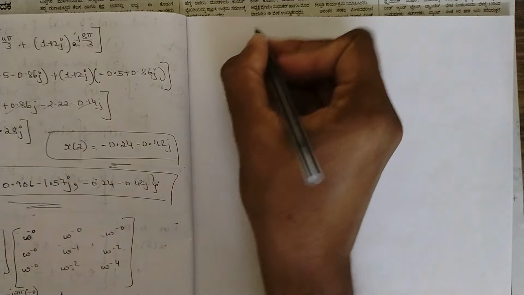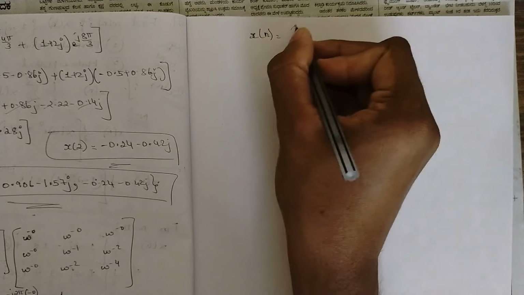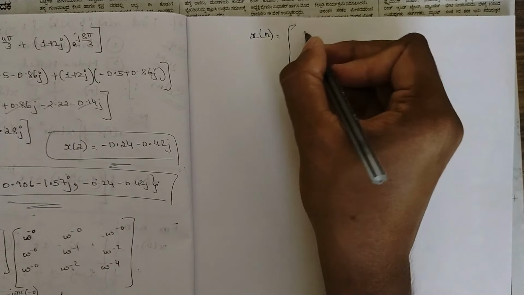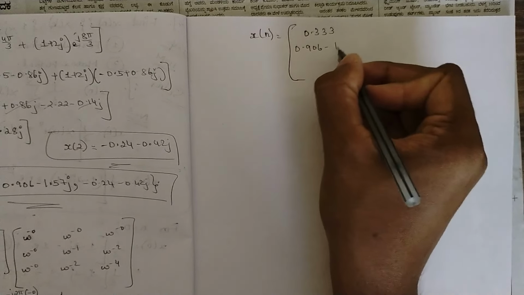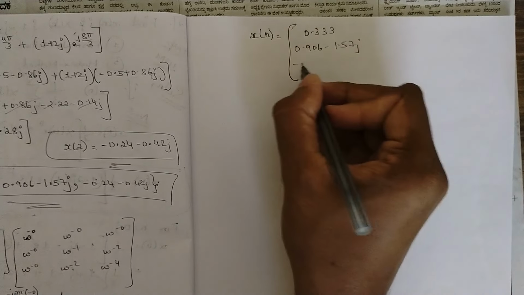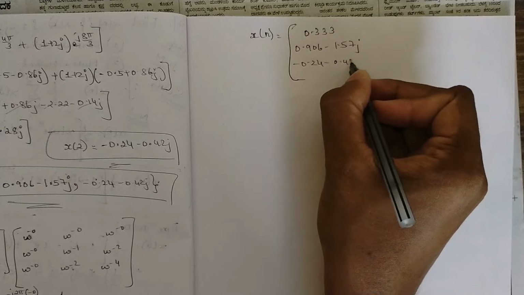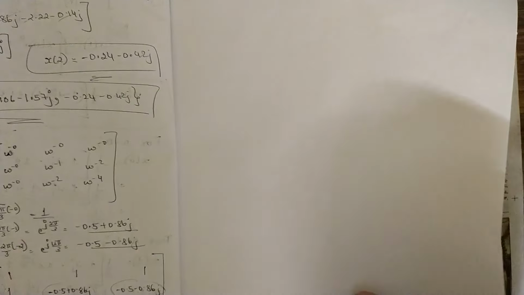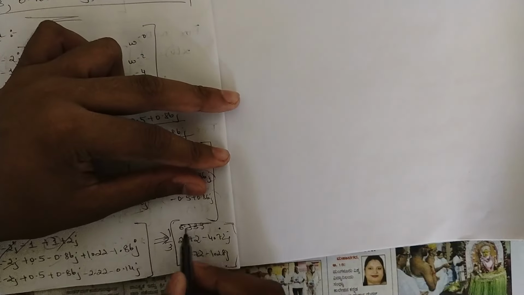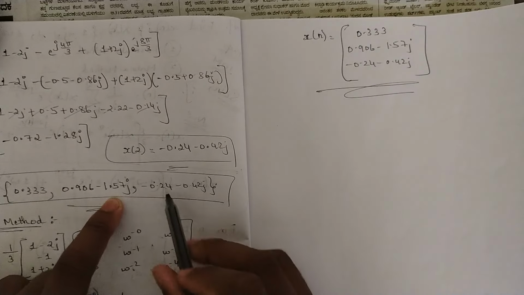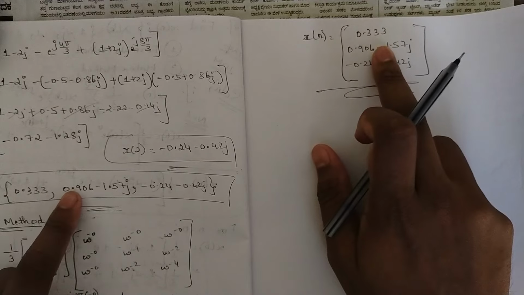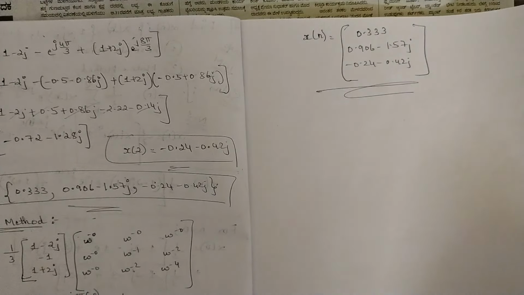Okay, so our final answer we are getting as x of n is equal to the same thing which I got just now using the formula method: 0.333, 0.906 minus 1.57j, minus 0.24 minus 0.42j. Okay, here it is not 0.33, since I have not divided by 3, it is 1. So this is our final answer here. As you can see, this answer as well as this answer is matching, right? You can observe these two answers, first value, second value, third value. It's the same. We solved using both the methods.